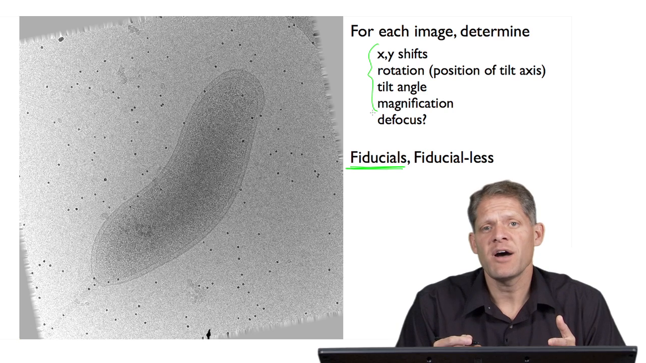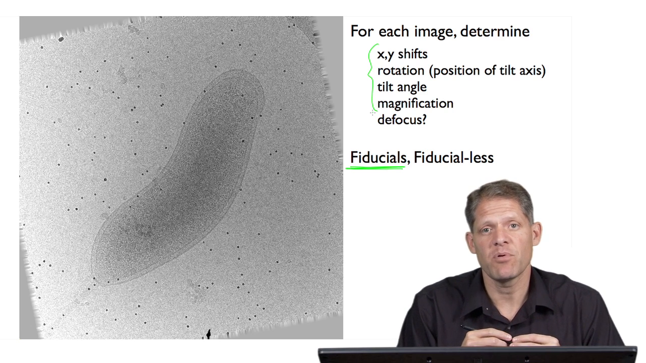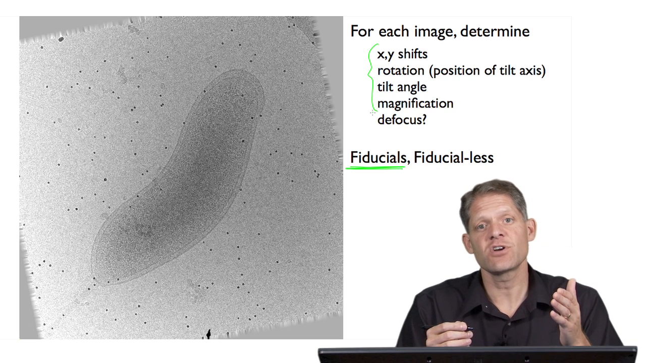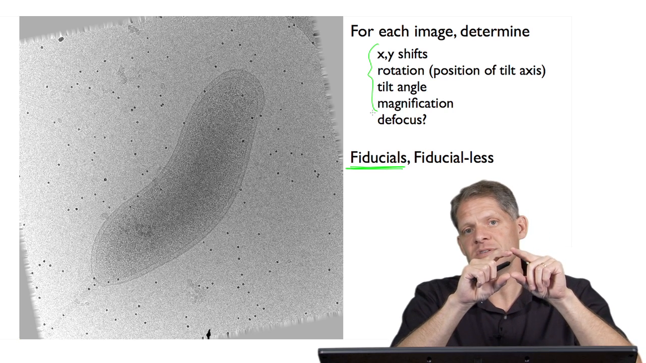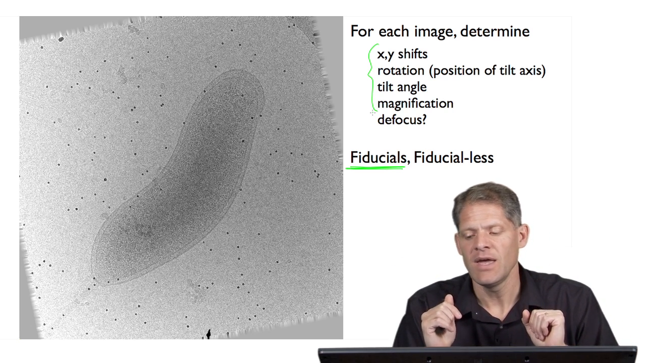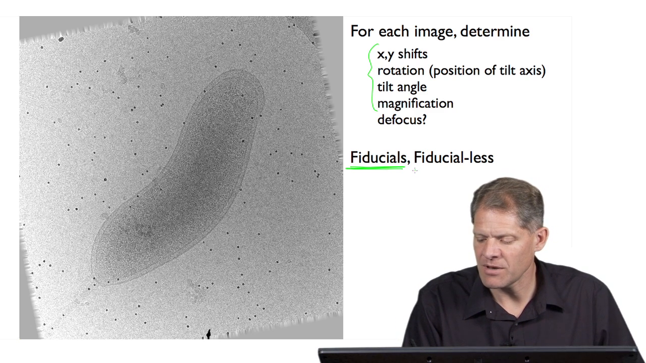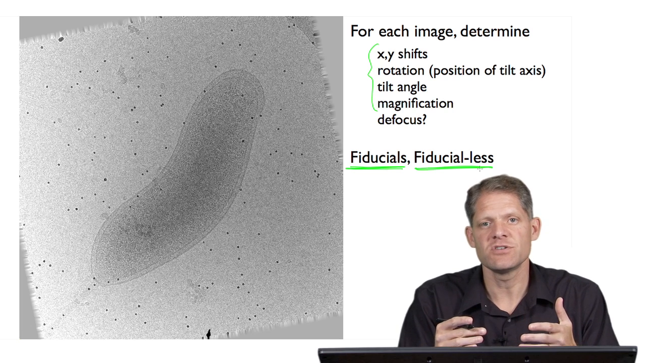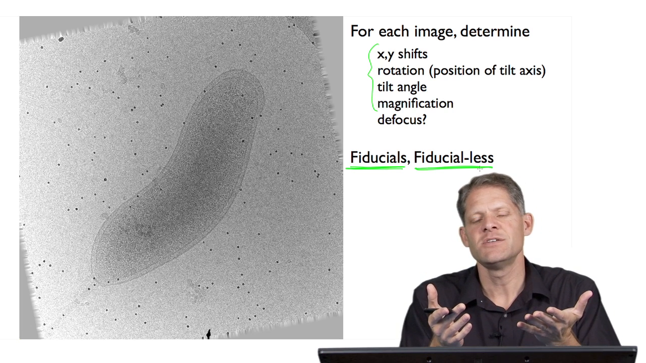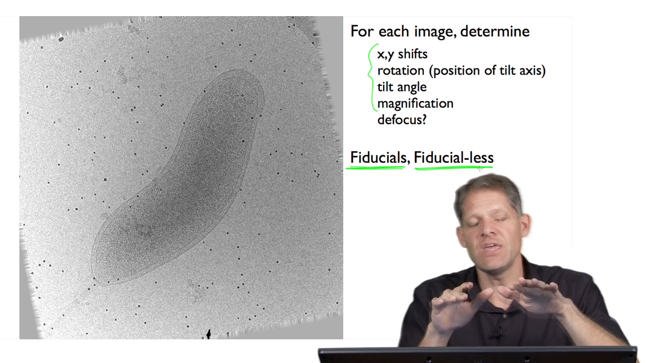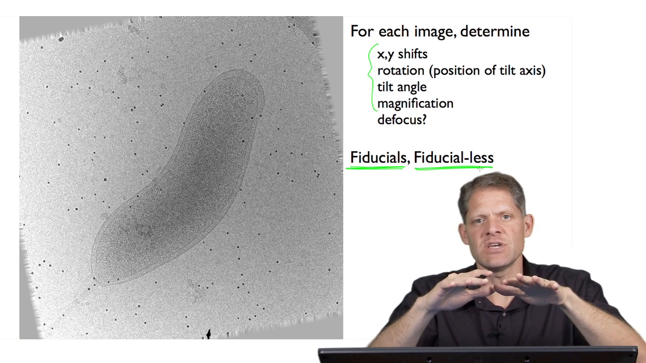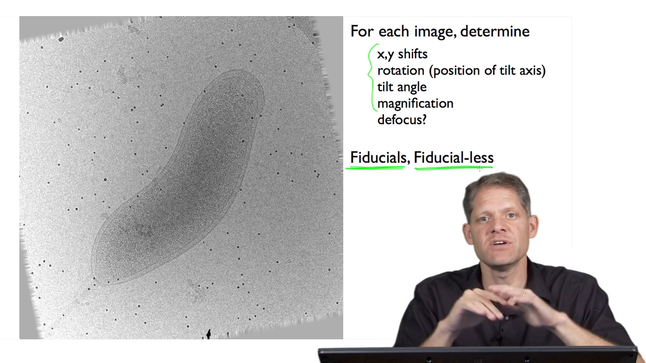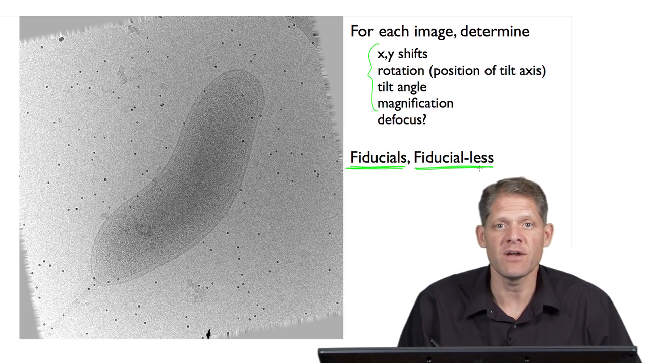Now it's not always possible to add gold beads to a sample. For instance, it's difficult to add gold beads to the surface of a FIB milled lamella. And so in this case, the alignment can be done fiducial-less. In this case, you simply use the features within the images themselves to determine the shifts between images, the possible rotations and magnification changes that could be happening, and to refine the value of the tilt angle. And this can also be very effective.